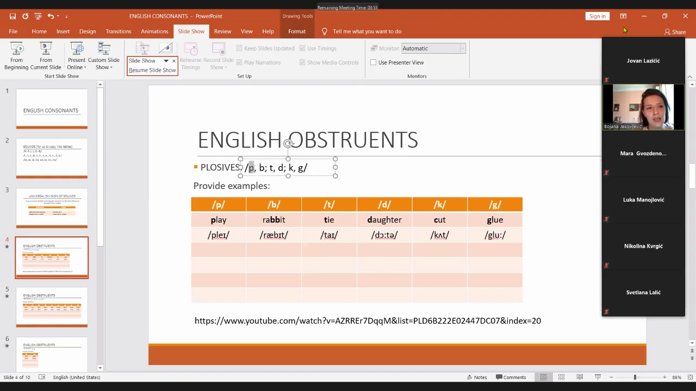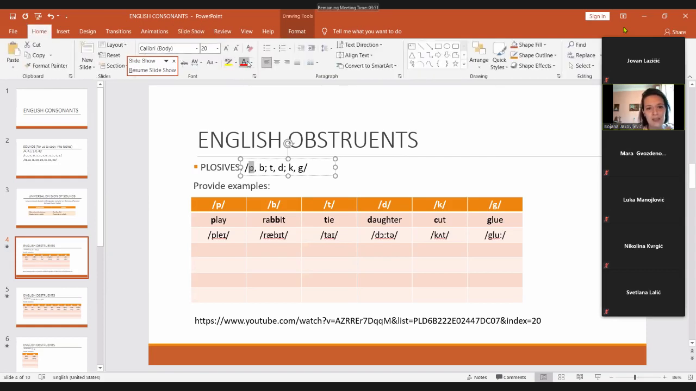Now, why did I put P before B, T before D? In other words, if you take a look at these sounds, P, then T, and then K, what is the significant difference between P to K on one hand and B to G on the other? The first one in the pair is voiceless and the second one is voiced, right? Okay. So P, T, and K are voiceless. The vocal folds are not vibrating.